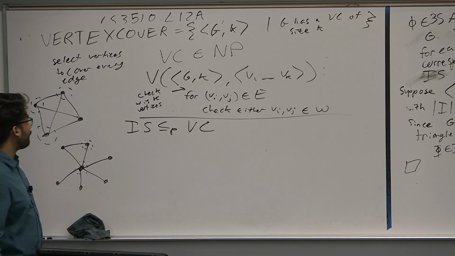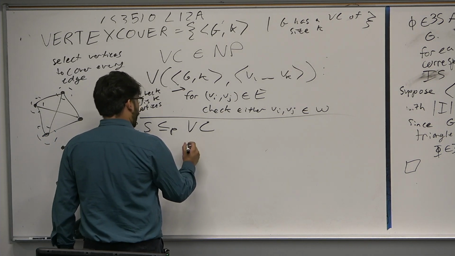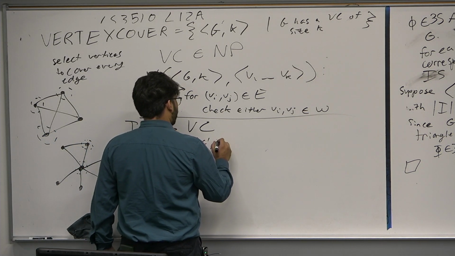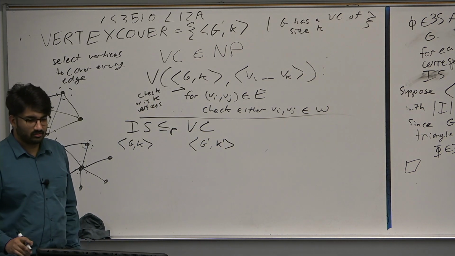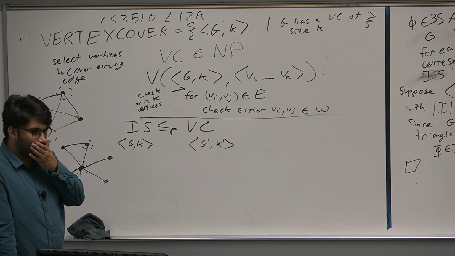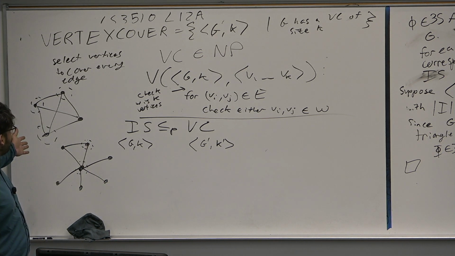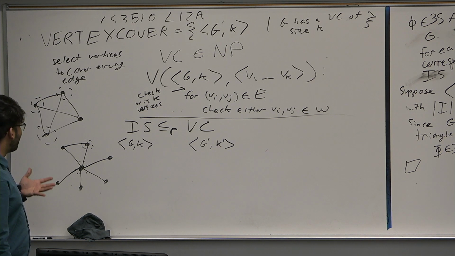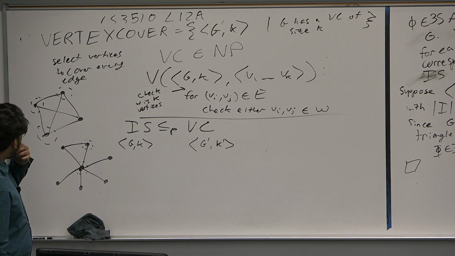If some graph has an independent set of size k, when does a different graph, perhaps, have a vertex cover of a different size? This is tough. Think about these graphs that we've done so far. They have independent sets of certain sizes, right? How does that correspond to a clique or independent set?